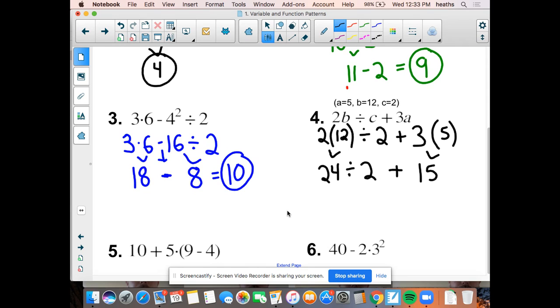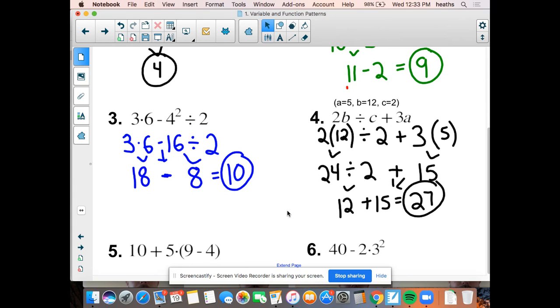And we know that division comes before adding and subtracting. So we need to do 24 divided by 2, which gives you 12. And then finally, we're just going to drop the rest of this problem down. 12 plus 15 is 27. There you have it.